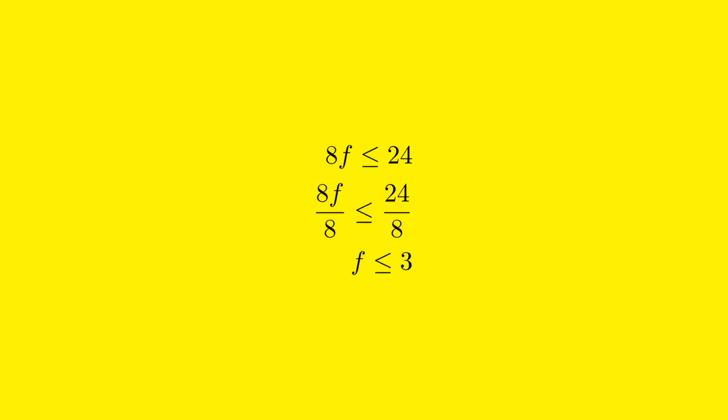Now let's express the solution in both inequality and interval notation. In inequality form, it remains f is less than or equal to 3. In interval notation, it is written as negative infinity to 3 inclusive. To recap, the solution is that f is less than or equal to 3. This concludes the problem-solving process, giving us the final result in both inequality and interval notation.